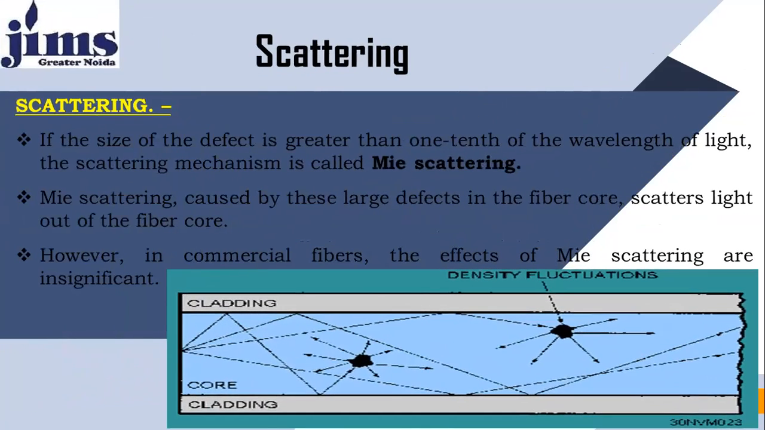And what is Mie scattering? If the size of the defect or the density fluctuation is greater than 1/10 of the wavelength of light, the scattering mechanism is called Mie scattering. Right, so this is the opposite of Rayleigh scattering. Mie scattering is caused by these large defects in the fiber core that scatter light out of the fiber core, as we already discussed, because light is coming out of the optical fiber because of scattering. However, in commercial fibers, the effect of Mie scattering is insignificant.